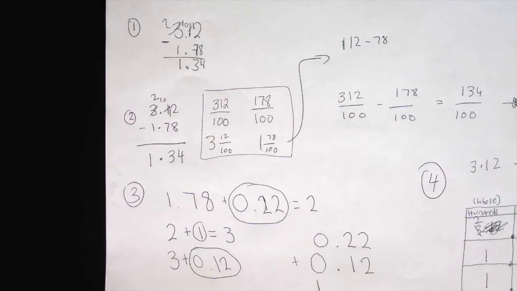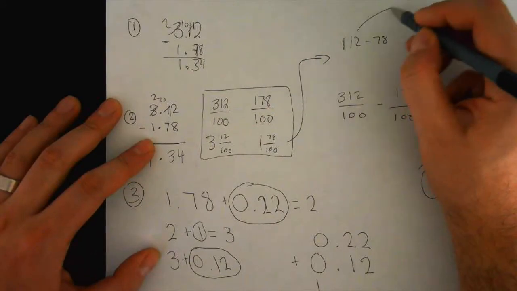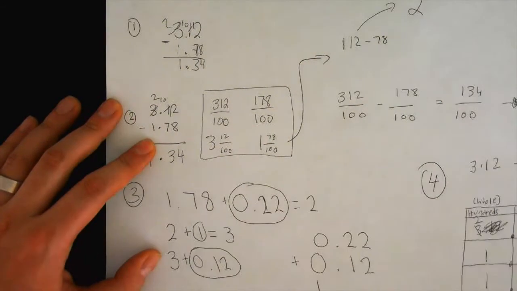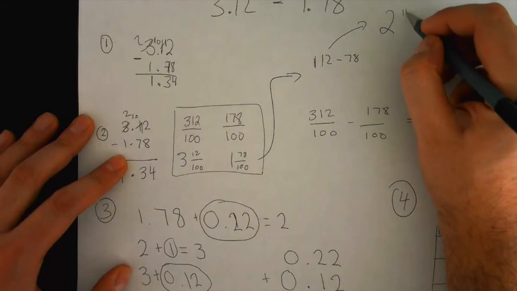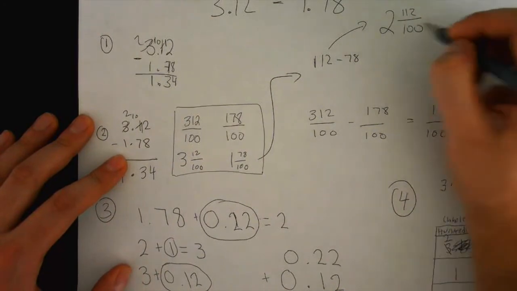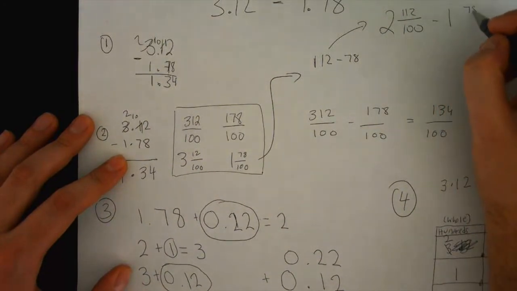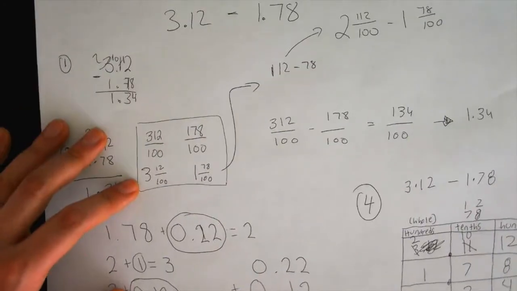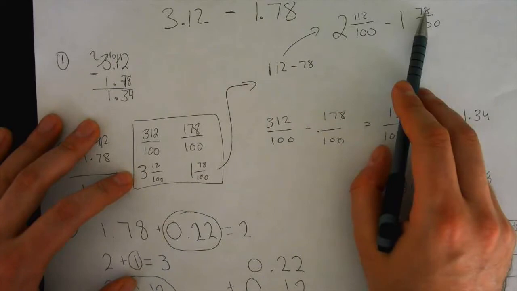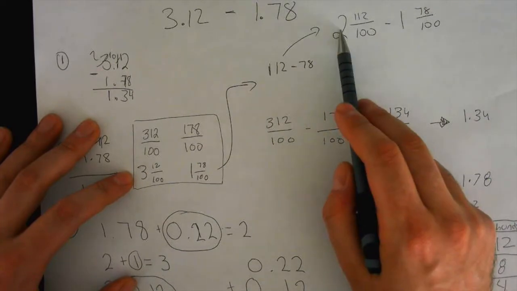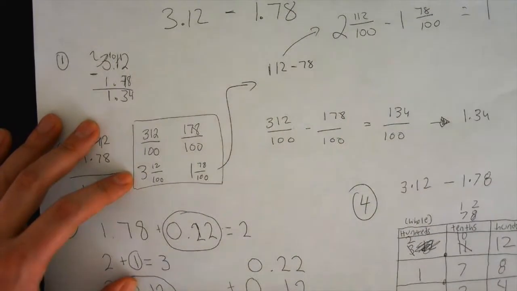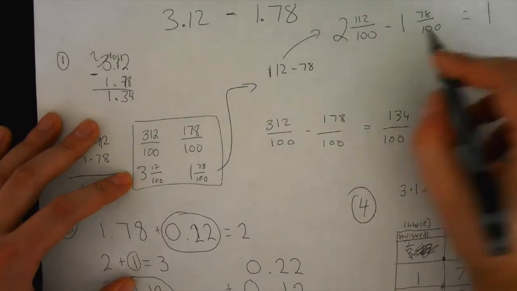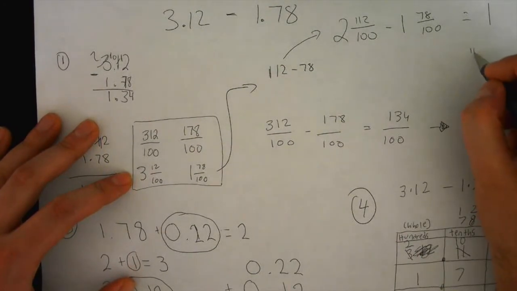Right there, you have it right there. Just say it out loud. 2 wholes, 112. So this has now turned to 2 and 112 over 100 minus 1 and 78 over 100. So now the whole numbers, this number's smaller, this is good news. 2 minus 1 is 1. So now you've basically made this 112 minus 78.